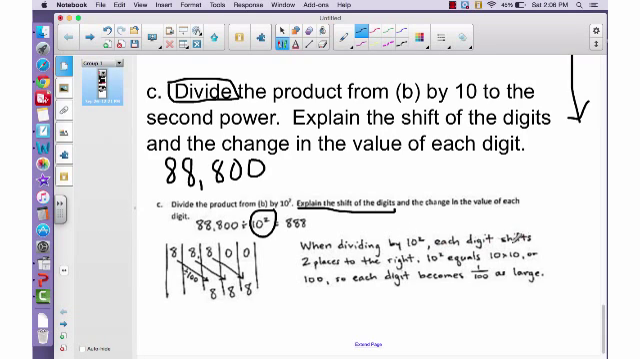When you talk about explaining the shift of the digits, here it is. Each digit shifts 2 places to the right. And why does the value of each digit change? Because 10 to the 2nd power equals 10 times 10, or 100. So each digit becomes 100 times as large. I would also accept 100 times smaller.